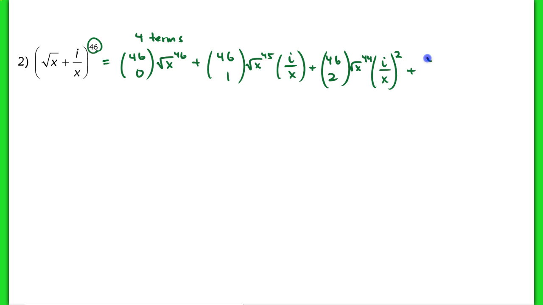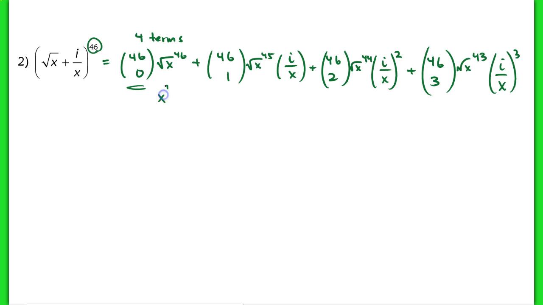So then plus 46 choose 3 times root x to the 43rd power multiplied by i over x cubed. Okay, so I hope that sticking that in your calculator is now pretty straightforward for you, so I'm not going to compute all of these coefficients. I just want to talk about how you would simplify here.